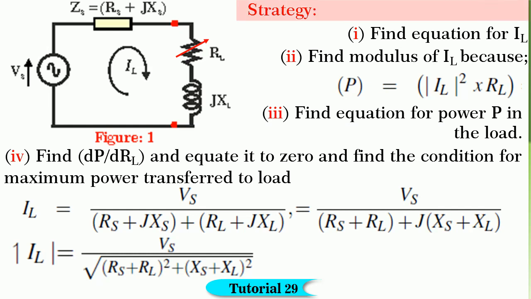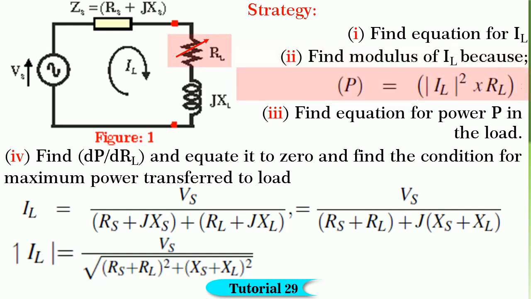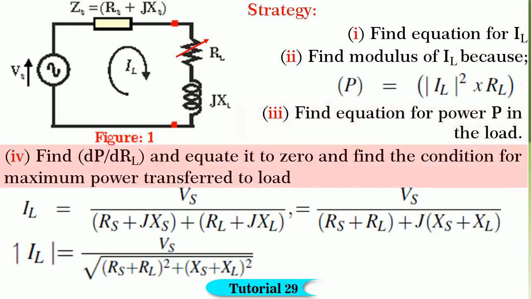The strategy to find the condition for maximum power transferred is: number 1, find the equation for IL. Number 2, find the modulus of IL, because power absorbed in the load P is equal to mod of IL squared into RL. Note, power is absorbed only in the resistance part of the load. Next, number 3, find the equation for power absorbed in the load. Then 4, find dP by dRL and equate it to 0 and find the condition for maximum power transfer to the load.